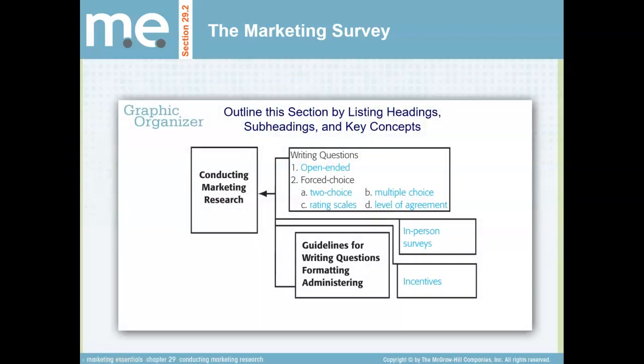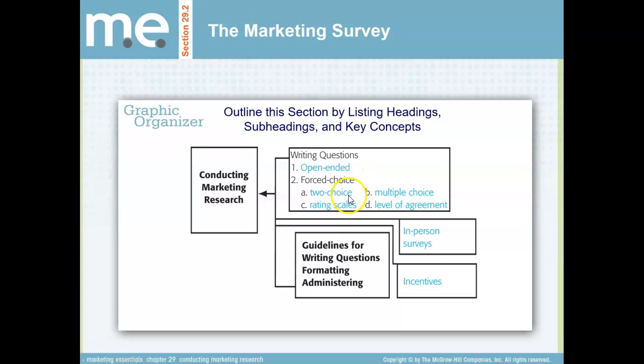So just a quick graphic way to look at designing a survey and how it all wraps up and ties into conducting market research. And so there's two types of questions that we ask, and they are both vocab words, but they're open-ended and forced choice. And we'll go into more details of those in a second.